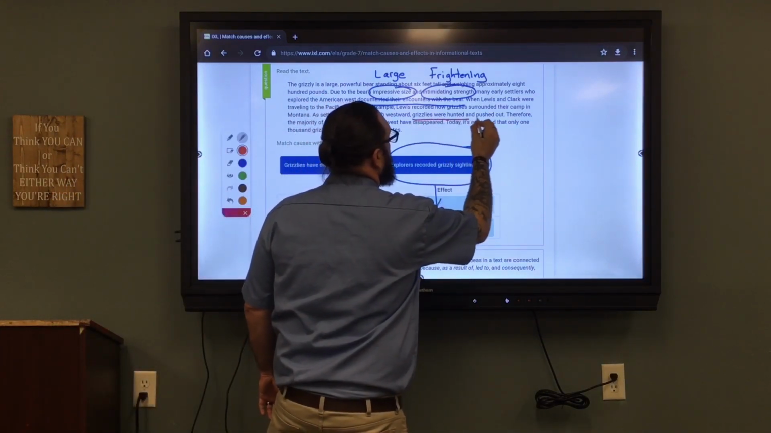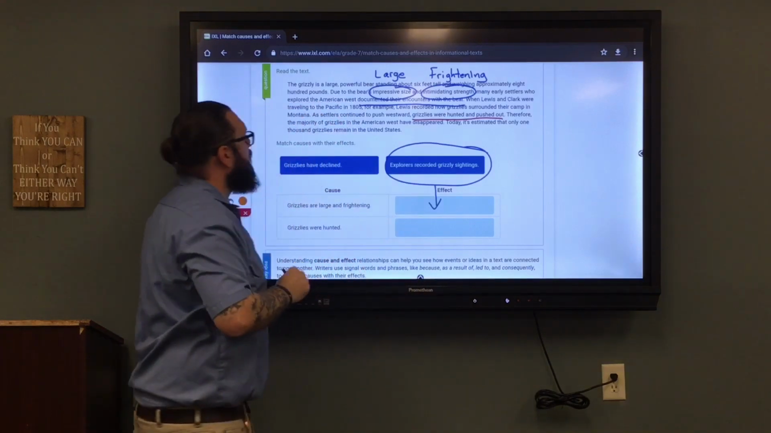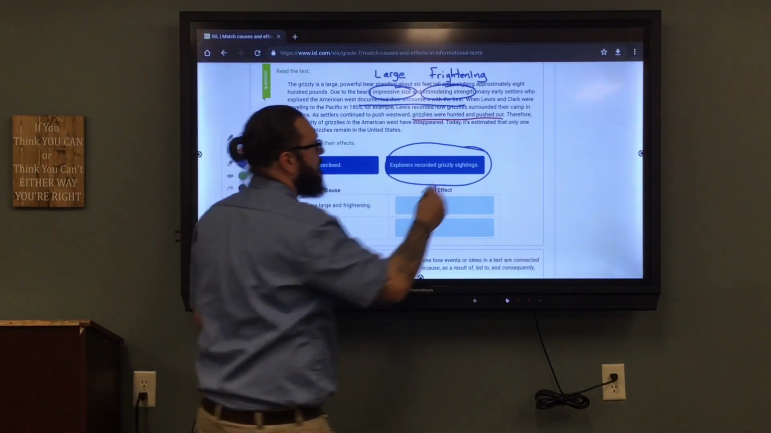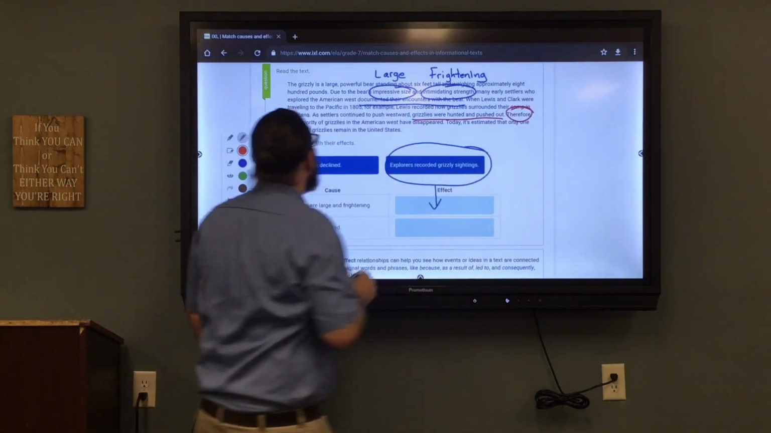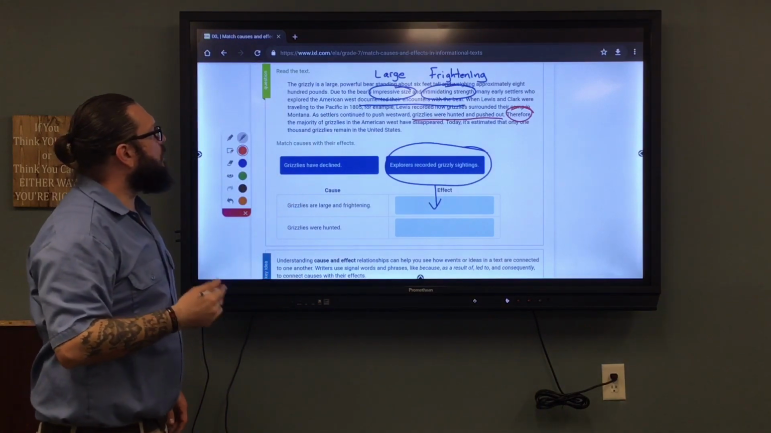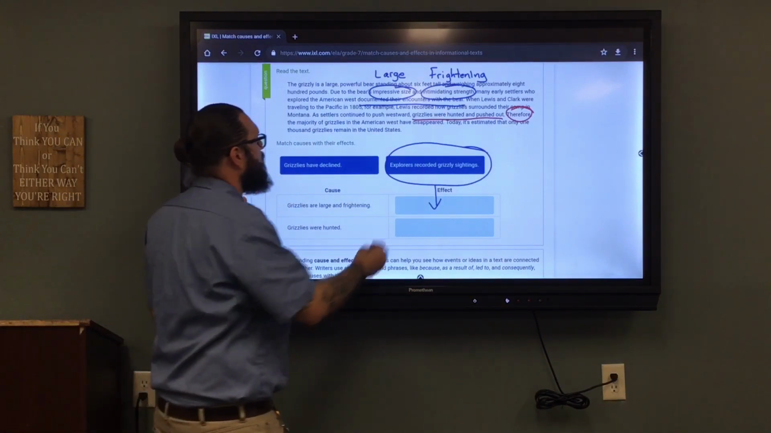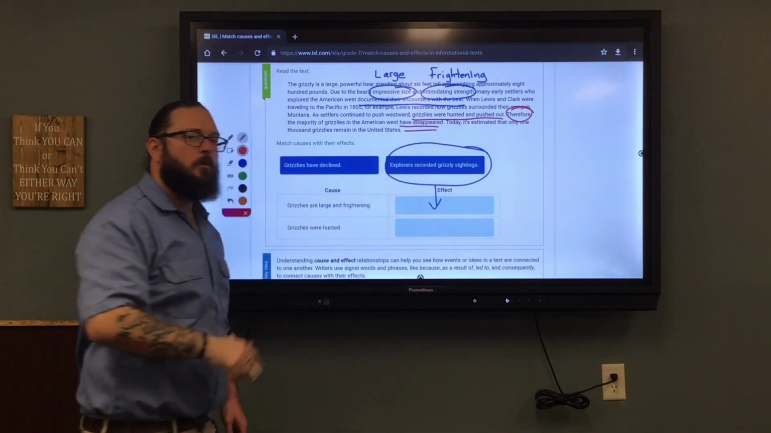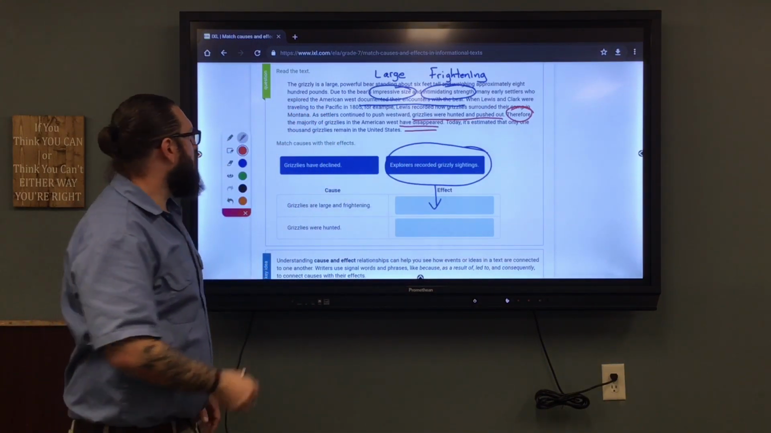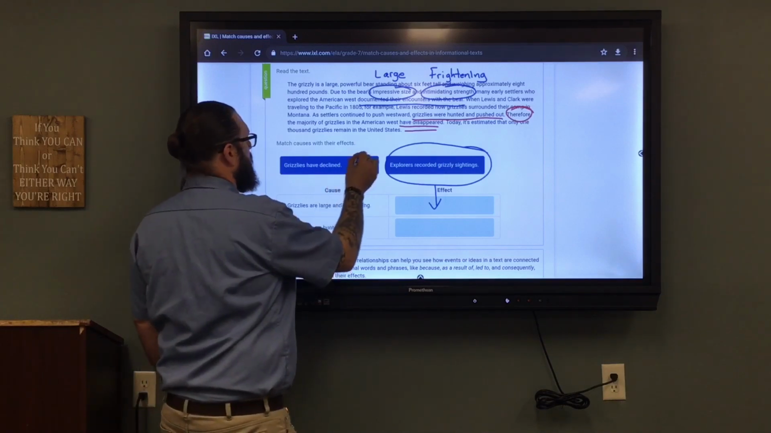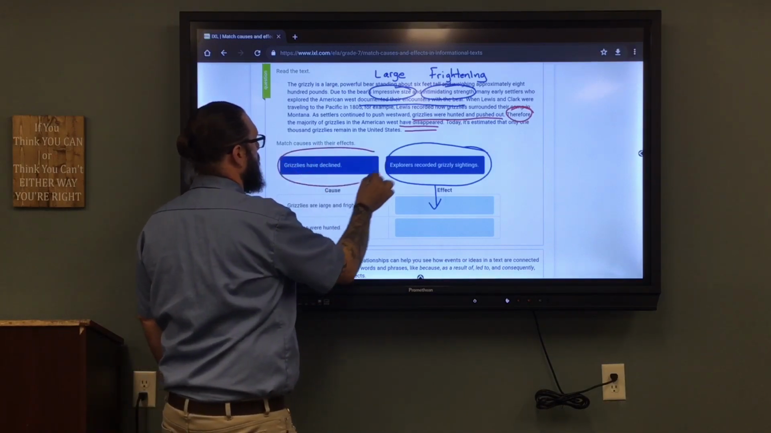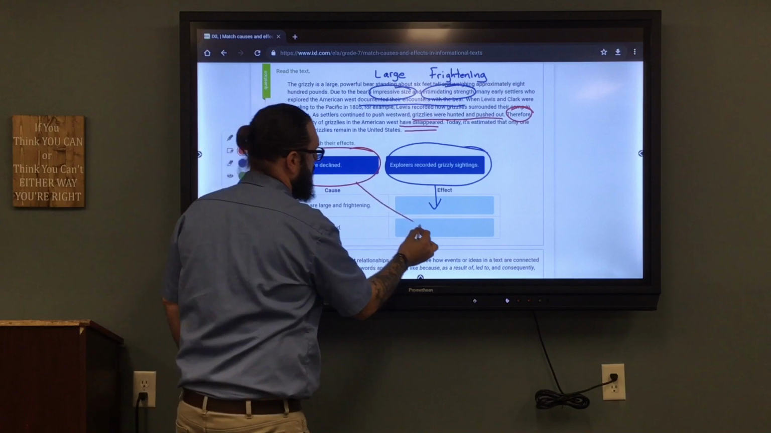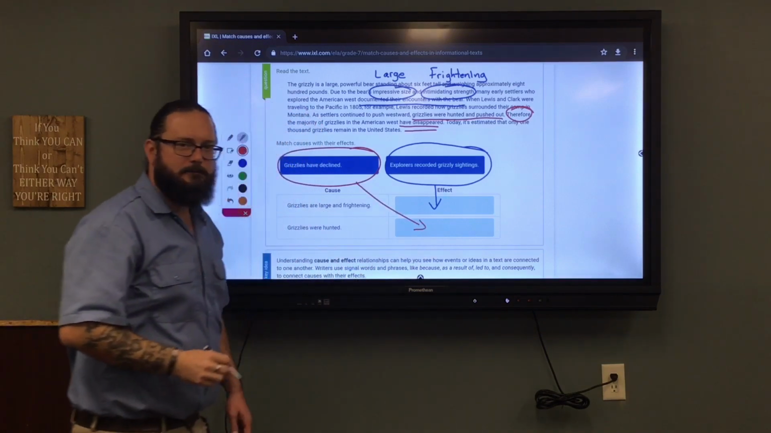Okay, so there's our cause. Therefore, signal word, the majority of grizzlies in the American West have disappeared. Why? Because they were hunted and pushed out. So, since grizzlies were hunted, the number of grizzlies has declined.